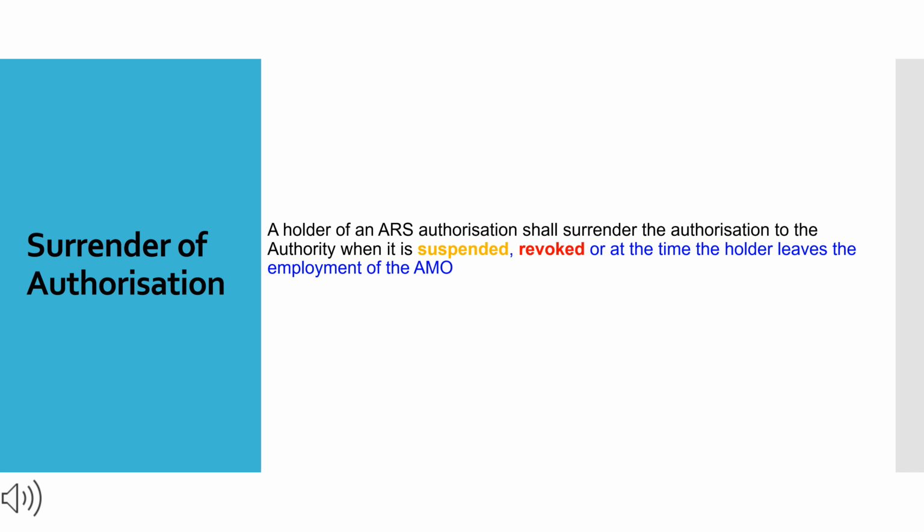Surrender of authorization. A holder of an aviation repair specialist authorization shall surrender the authorization to the authority when it is suspended, revoked, or at the time the holder leaves the employment of the approved maintenance organization.